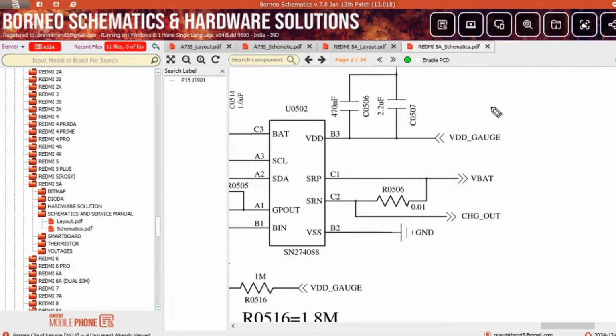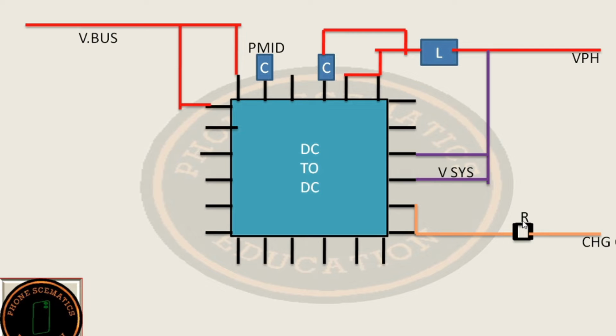Now get back to the block diagram. Now you can see there is a resistance and two lines, SRN and SRP, connected with the fuel gauge IC. This line connects with the charging out. In the block diagram it is easy to learn, compared to the schematics.